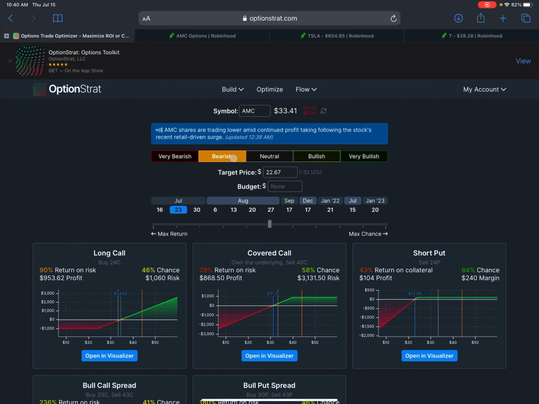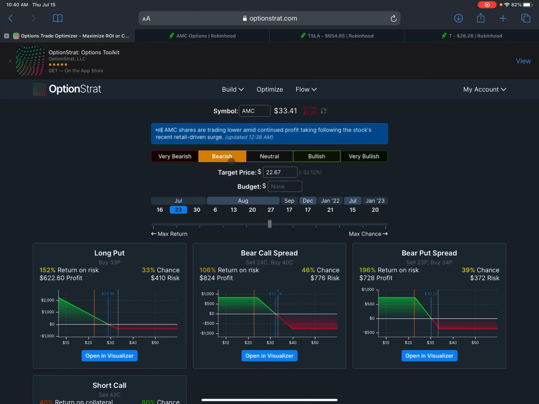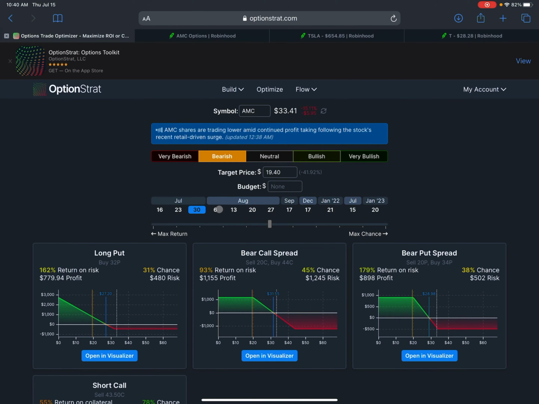So I'm going to select bearish over here, and that's simply it. And you want to select the date. Well, how long do you think it's going to be bearish for? When do you want the option to expire? Do you want it to expire at the end of the month or next month? So I'm going to select an option play that will expire at the end of this month.